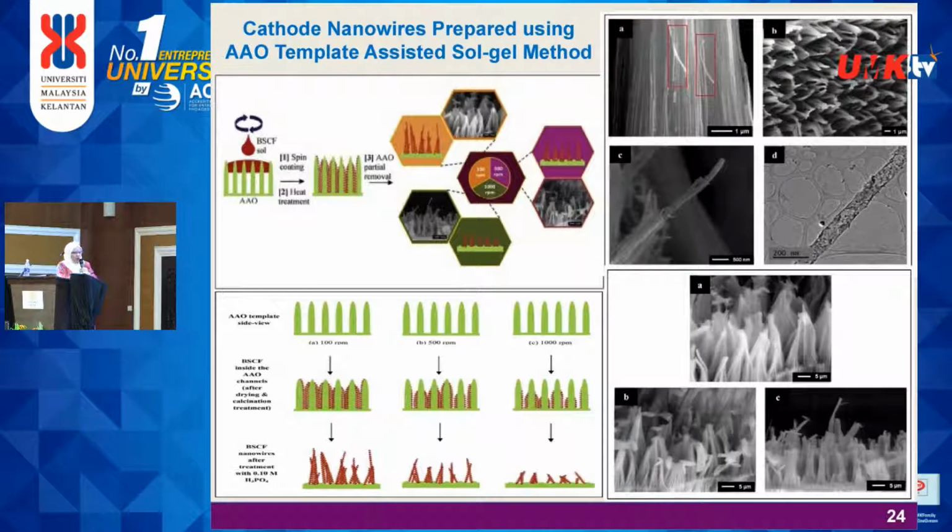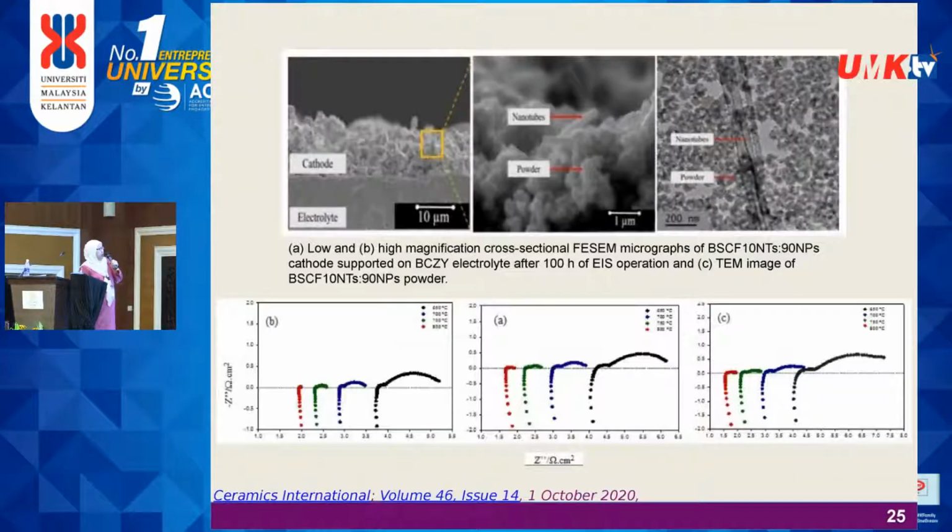Okay, so now we go for the impedance analysis, so we can compare what happened to the area specific resistance of the cell if we use the nano powder and nano rods. You can see that by SEM and TEM, one is the nano rod and the other is the nanospherical shape. The below one is the impedance analysis for the nano rod and nano powder.